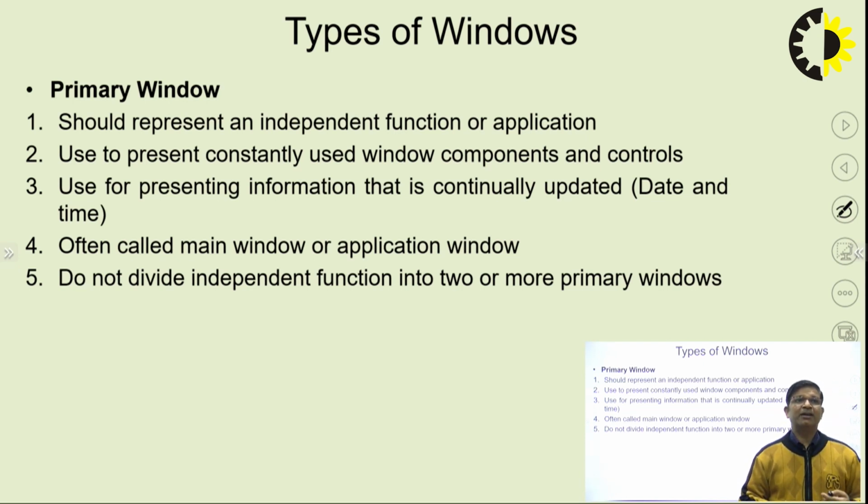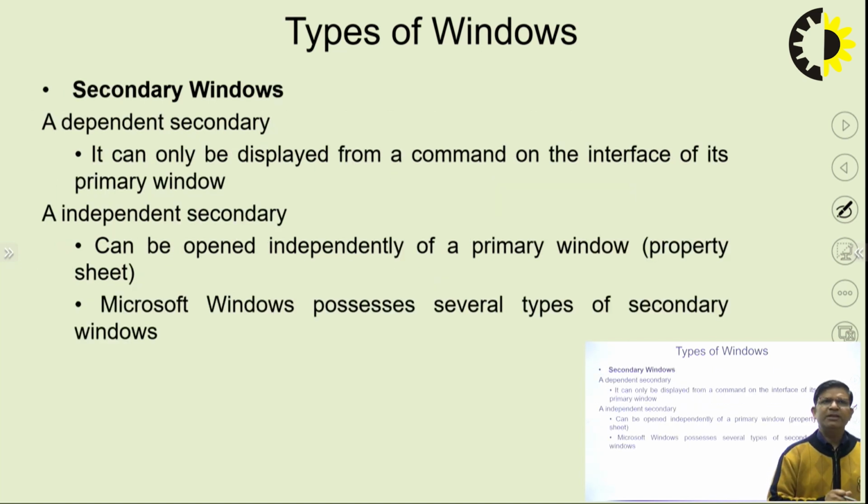Use the present constantly, use window component and control, use for presenting information that is continually updated and often called main window or application window. Do not divide independent functions into two or more primary windows. There should be only one primary window. Secondary window: one is the primary window and the others are called secondary windows.